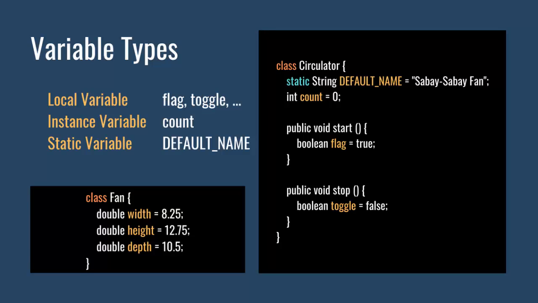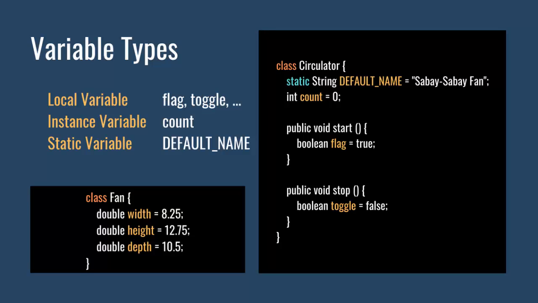Instance variables are declared inside the class. We can use instance variables within the class. We cannot use instance variables from any other Java class. For example, both the start method and the stop method can refer to the count variable. Both methods cannot refer to these 3 instance variables in the fun class.